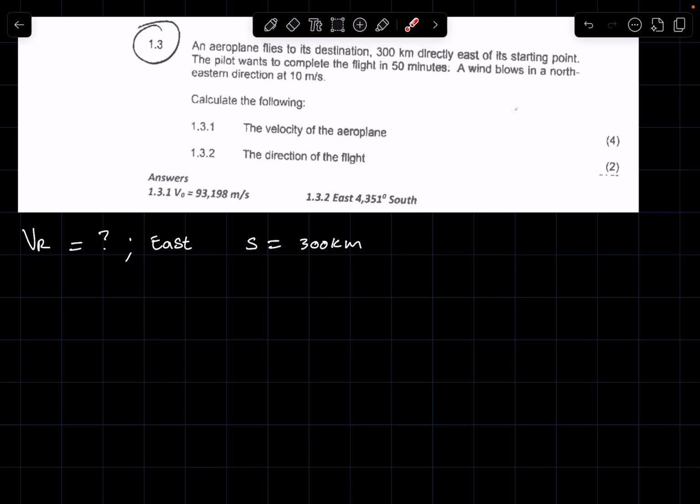Directly east of its starting point. The pilot wants to complete the flight in 50 minutes. So T is equal to 50 minutes. A wind blows in a northeastern direction at 10 meters per second.